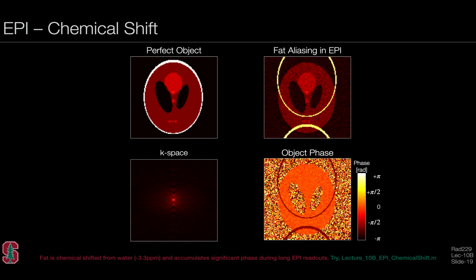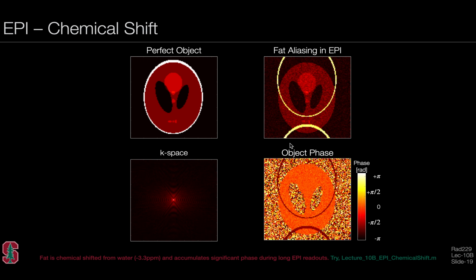So this is just a simulated example of that. We take a perfect object and we assign an off-resonance frequency for the brightest pixels here to match that of fat. And the consequence is that these fat pixels will shift substantially and alias in the otherwise normal appearing image of the object. And so this is clearly problematic, especially as it overlaps with critical anatomy and so forth.